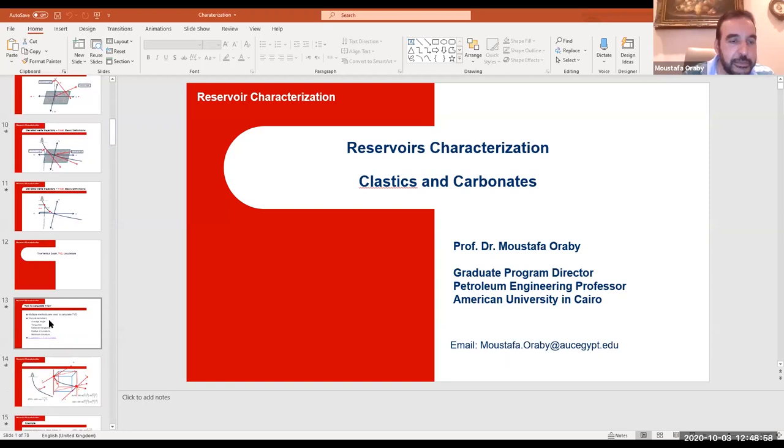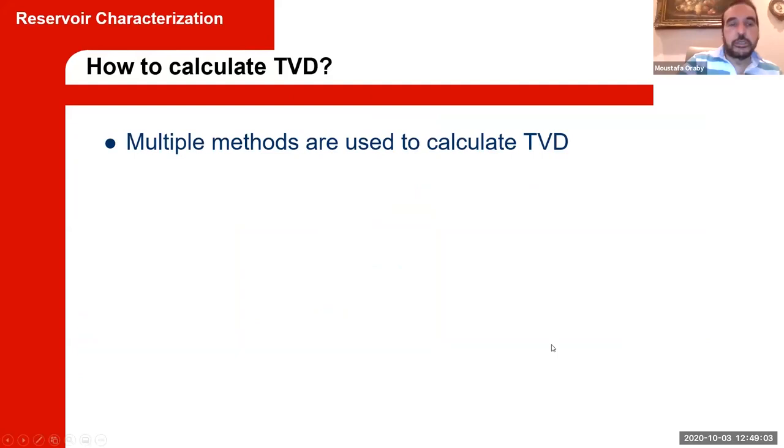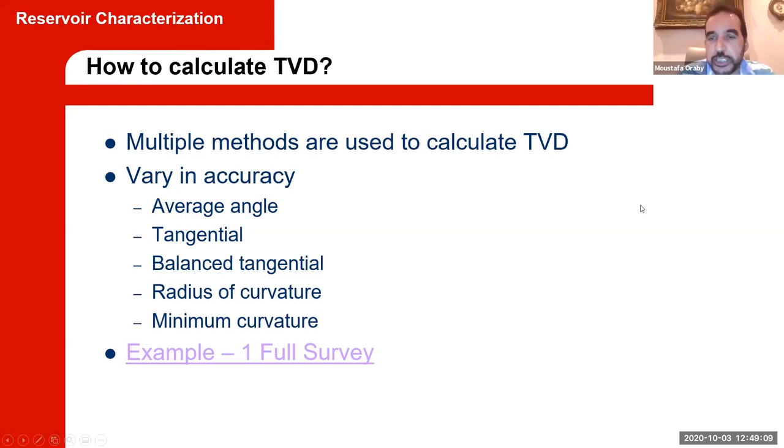Okay. So we said there are multiple methods, and we looked at an example. Sorry, just be with me. Are we all back now for the PowerPoint? Is it clear? Yes. Perfect. Okay. Now, how do we calculate this?